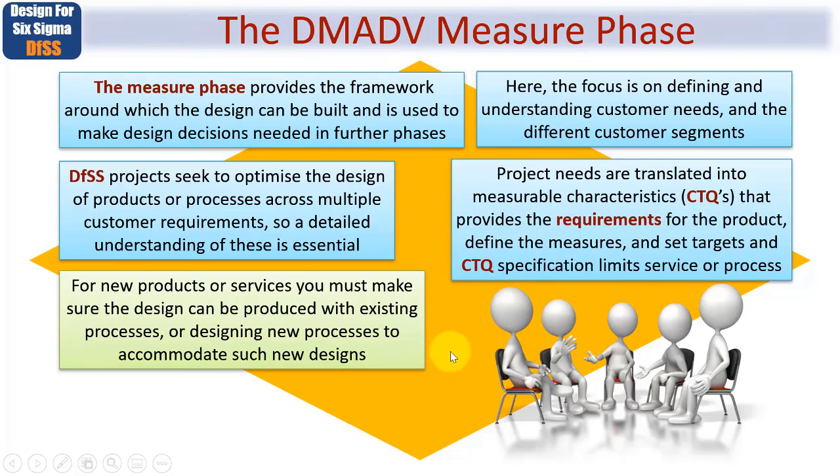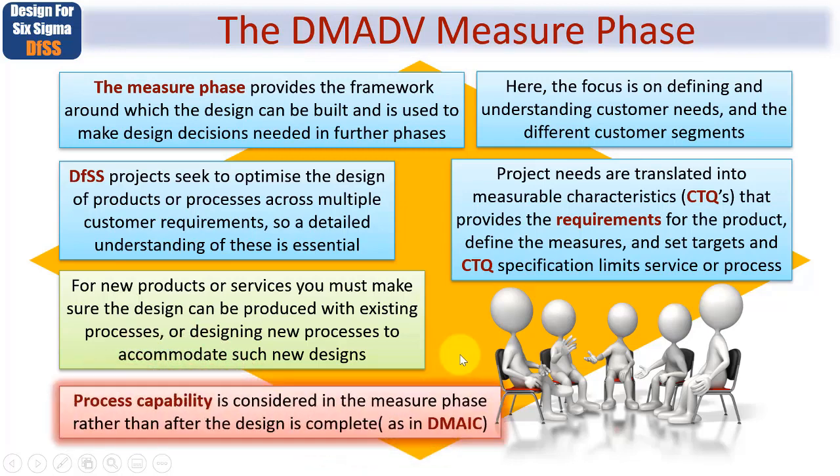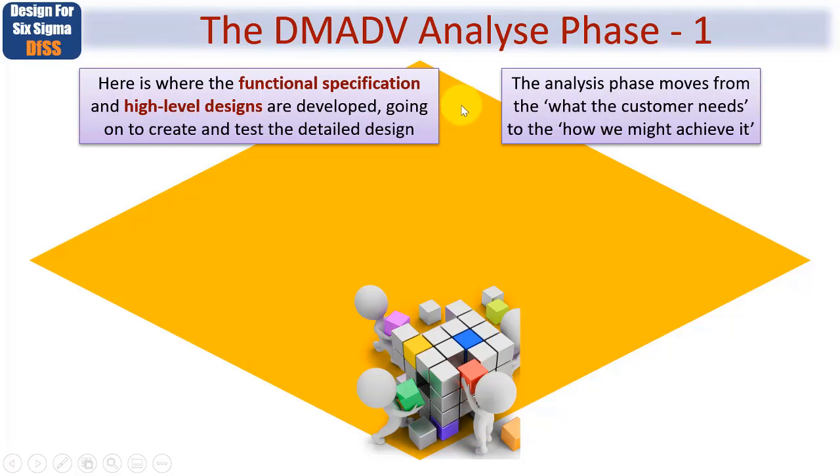And if you happen to be already familiar with our Lean Six Sigma masterclass, you need to know for DMADV, process capability is considered in the measure phase, this one, rather than after the design is complete, as would happen in DMAIC. And that brings us nicely to the Analyse phase of DMADV.